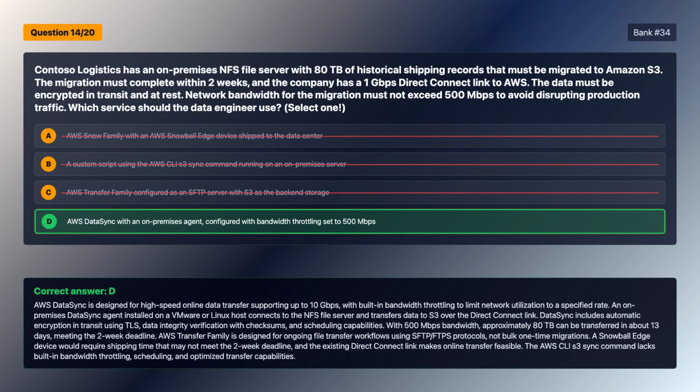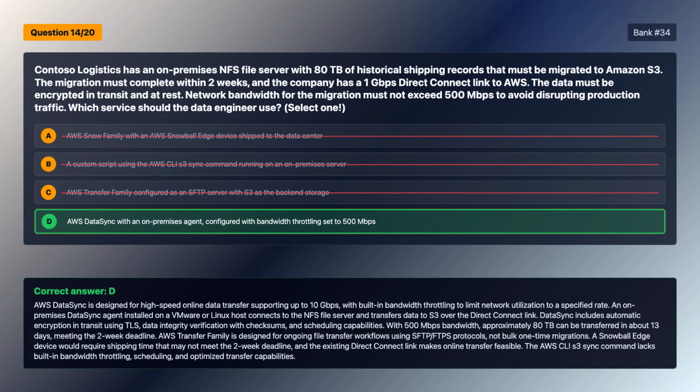The correct answer is option D. AWS DataSync is designed for high-speed online data transfer, supporting up to 10 Gbps, with built-in bandwidth throttling to limit network utilization to a specified rate. An on-premises DataSync agent installed on a VMware or Linux host connects to the NFS file server and transfers data to S3 over the Direct Connect link. DataSync includes automatic encryption in transit using TLS, data integrity verification with checksums, and scheduling capabilities. With 500 Mbps bandwidth, approximately 80 TB can be transferred in about 13 days, meeting the 2-week deadline.